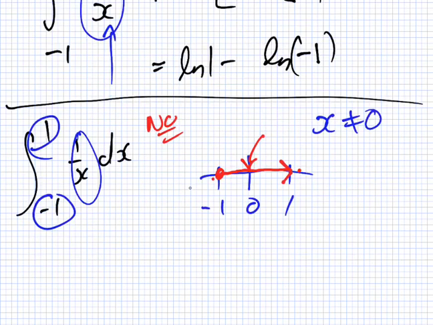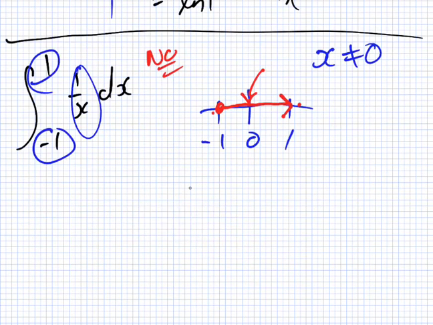Let me give you another example of how to do this. Let's say I had 2 to minus 1, square root x dx.